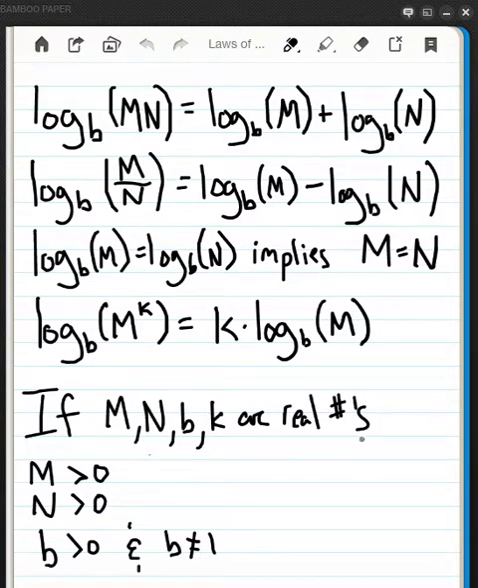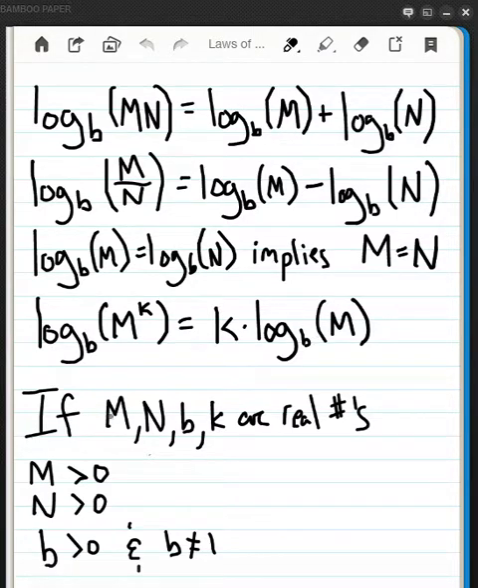This part right here just defines the variables that are given to you. So, the log of a product is equal to the log of each individual factor summed. The log of a quotient is equal to the difference of the log of the numerator and the denominator. If 2 logs are equal to each other with the same base, then that implies that their arguments, the insides, have to be equal to each other as well. And a log of a value raised to a power is equal to that power as a coefficient of the log of just the base.